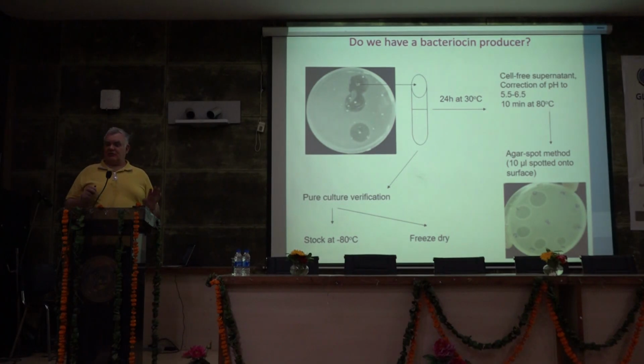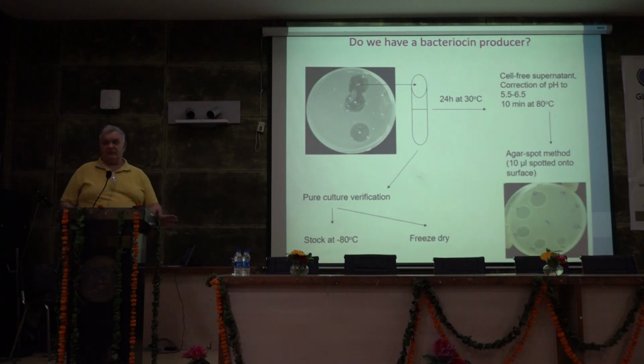You need to be sure that you have the pure culture by streaking on the plate, picking a colony, streaking again. It takes time, but there's no other option, because if you have contamination, you can never work properly. And then freeze dry, if it's possible, or keep at -80.